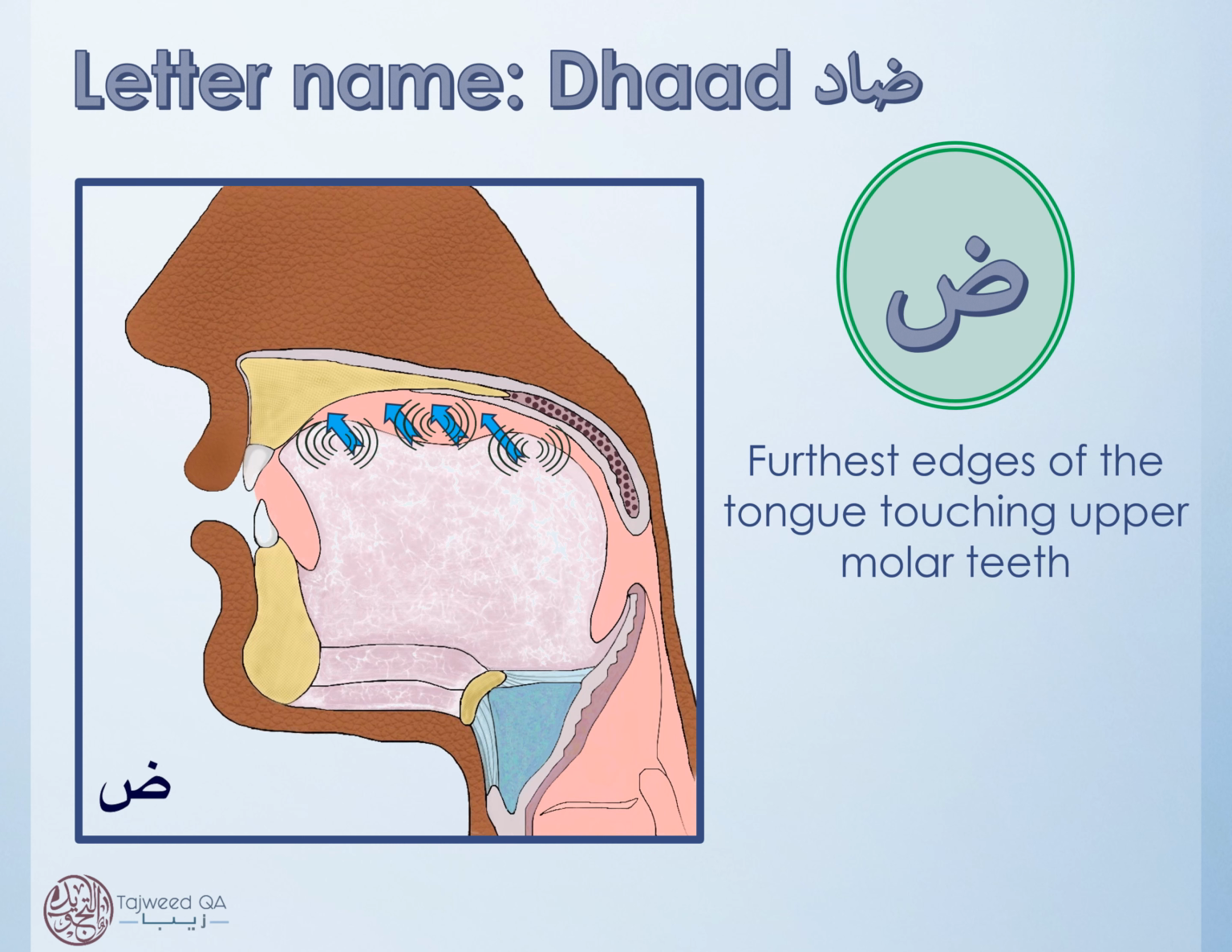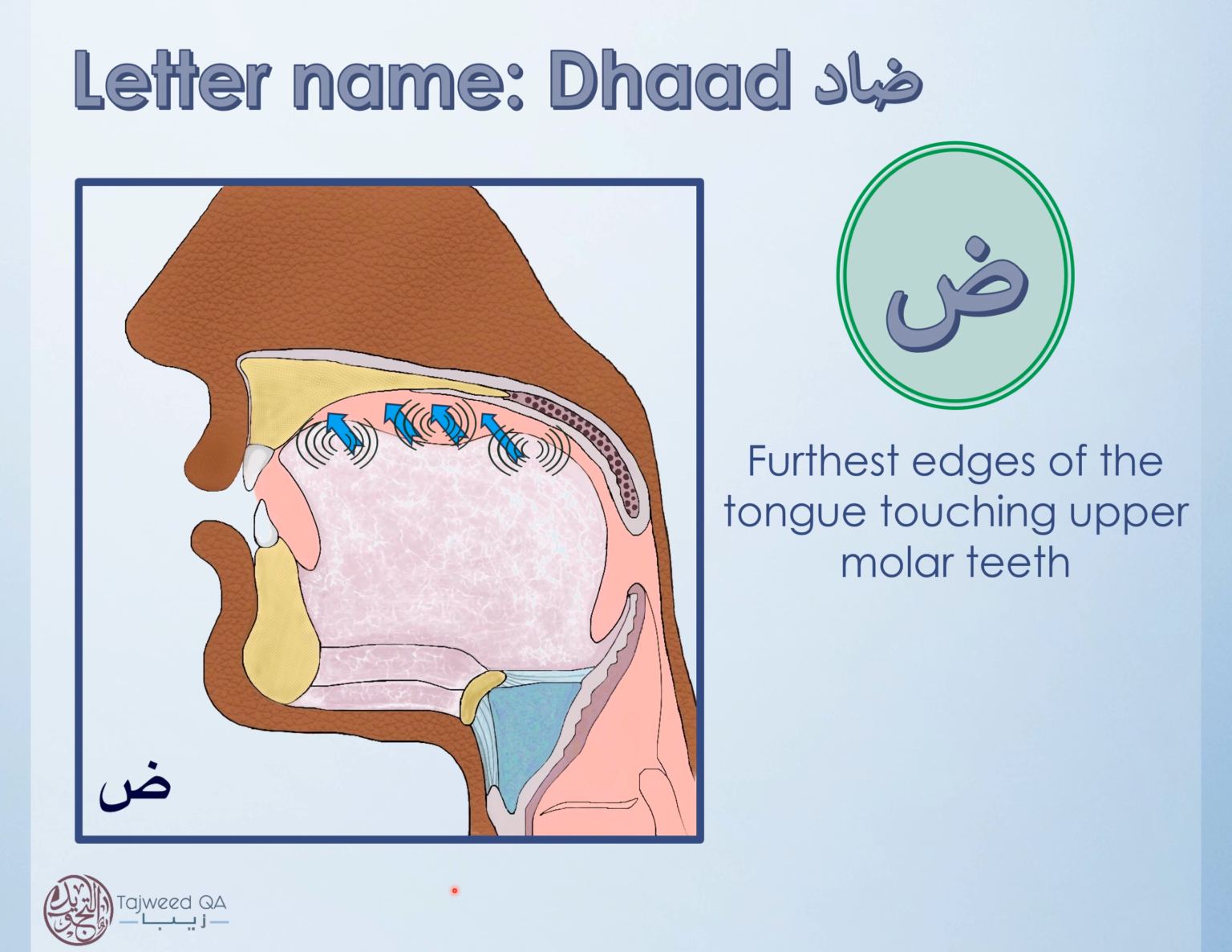So we have another thick letter. The letter name is Dad and the phonetic sound is Da. So you'll often hear the Arabic language being nicknamed as the language of Dad. So the Dad is specific to the Arabic language, which is why it's one of the most difficult letters to pronounce because it's not pronounced in any other language.